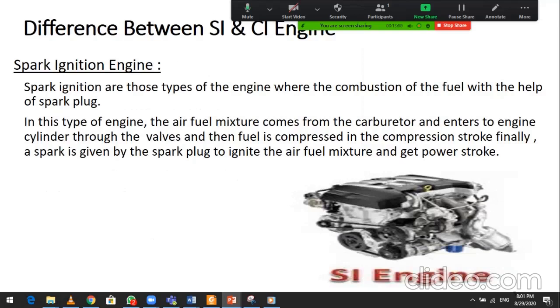The spark ignition are those types of engine where the combustion of the fuel takes place with the help of a spark plug. In this type of engine, the air fuel mixture comes from the carburetor and enters the engine cylinder through the valves, and then the mixture is compressed in the compression stroke. Finally, a spark is given by a spark plug to ignite the air fuel mixture and get the power stroke.